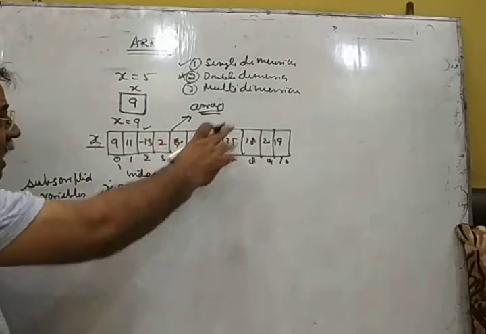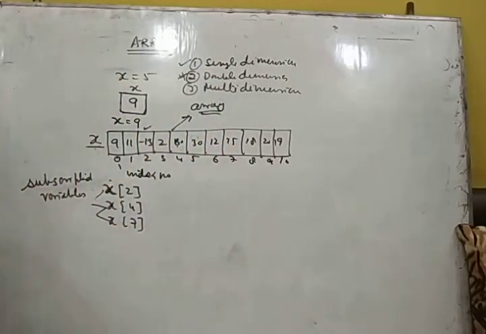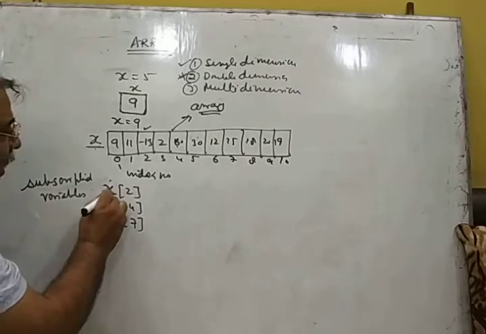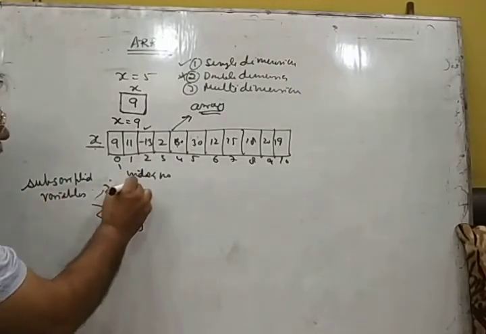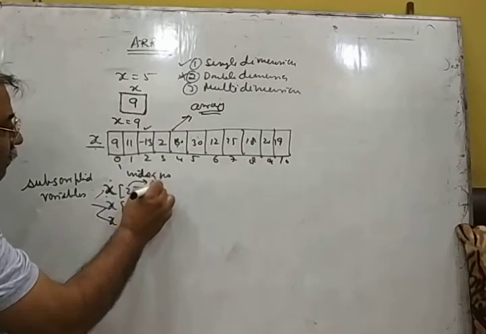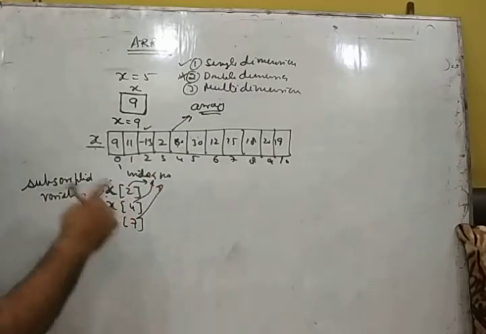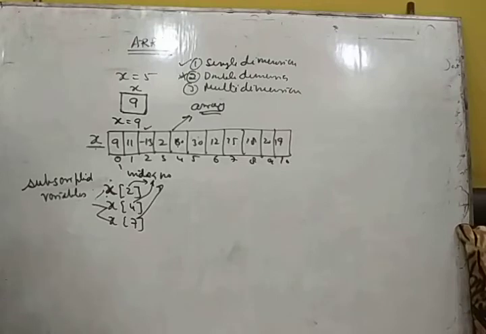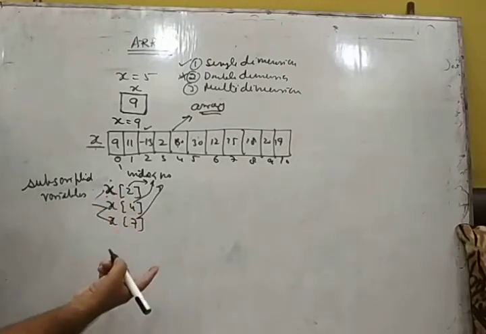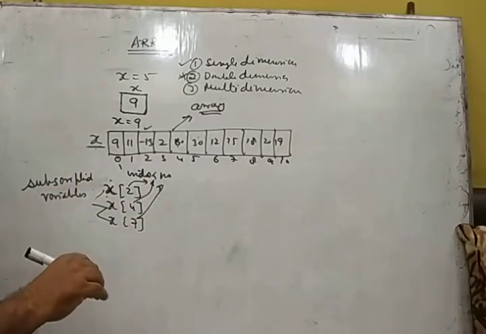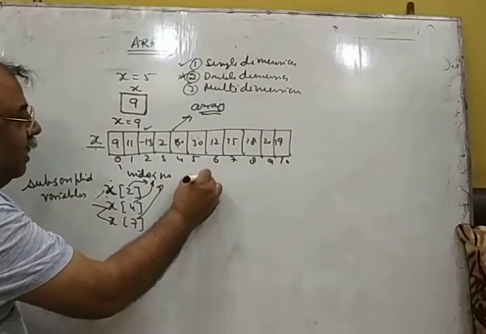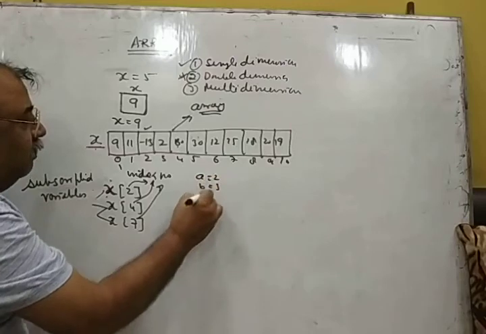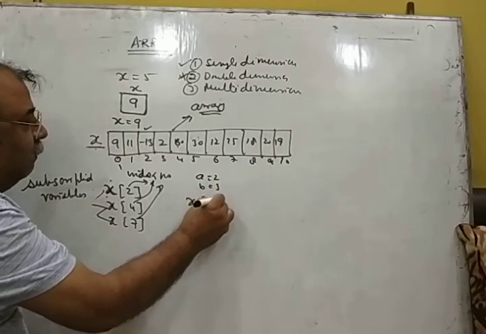Whenever you are using these variables, that means you are talking about an array. Whenever arrays are being used, these kind of variables will be used: the name of the variable and the box number within the square brackets. These are index numbers, right? These values cannot be negative. They will always be positive. They can be a constant, a variable, or an expression. Say, suppose A is equal to 2, B is equal to 3, you write x of A plus B.